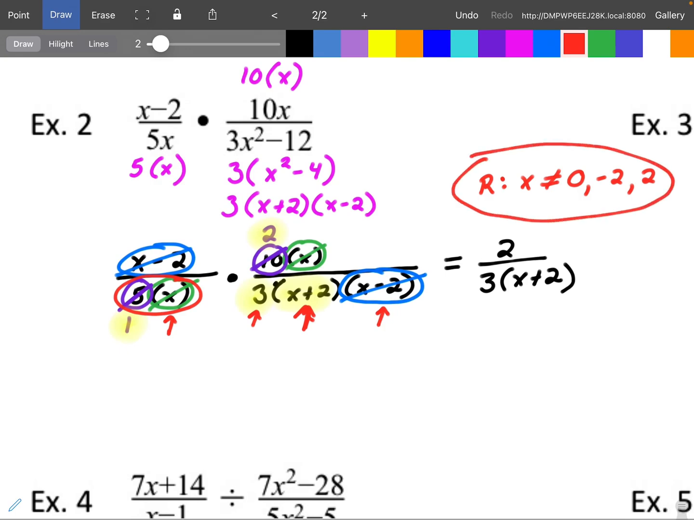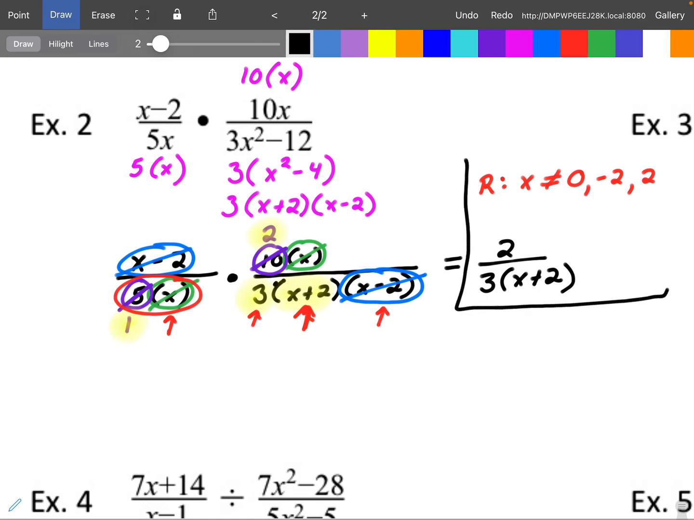So we have our 3 values here that x cannot be. Those are our restrictions. And so then this entire thing would be my answer. I have my restrictions and my simplified answer.